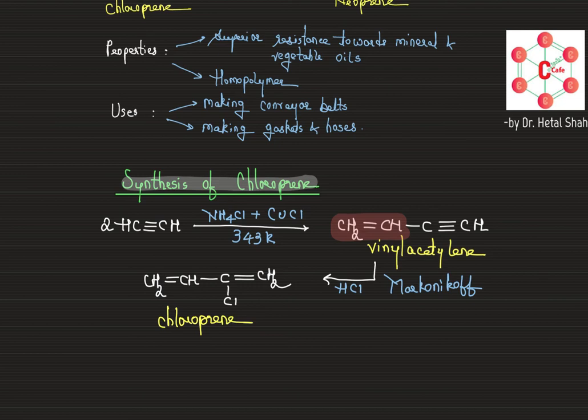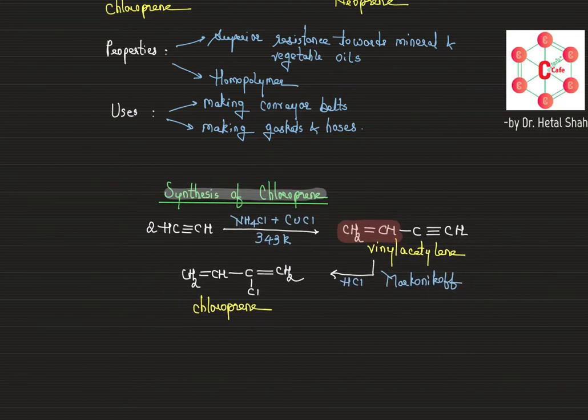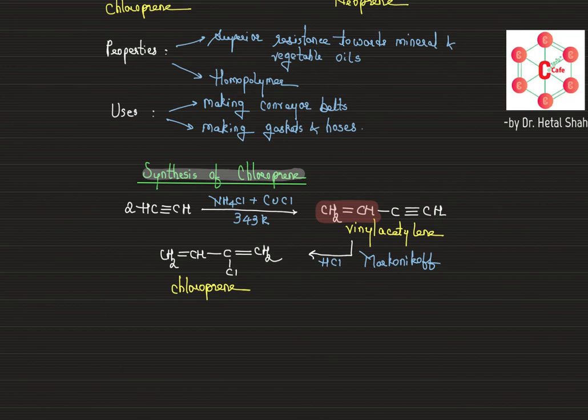So this synthesis is a small synthesis. Maybe those of you who are doing only boards may avoid this, but for those who are doing competitive exams, they may at least know this, right? Now we're not taking up Buna-S and Buna-N here. We've already done them. And now, therefore, my next topic would be molecular masses of polymers.